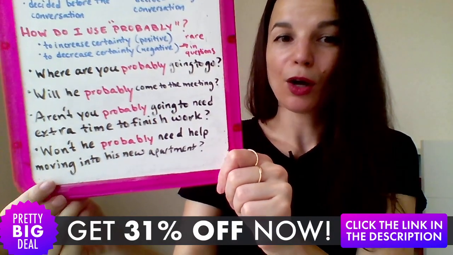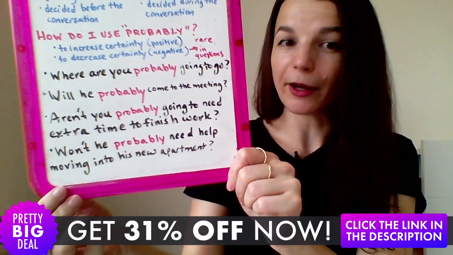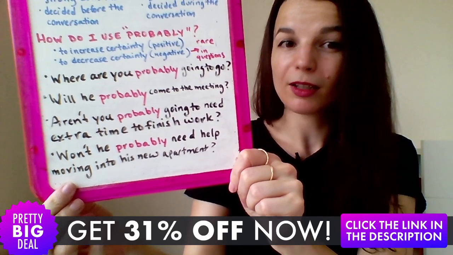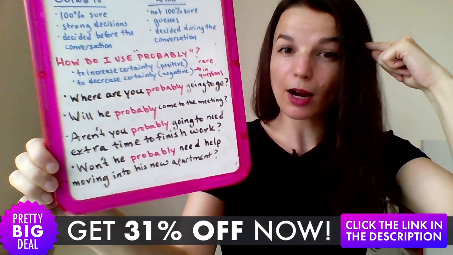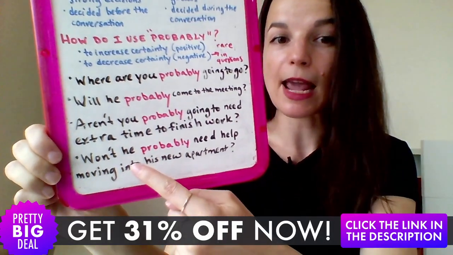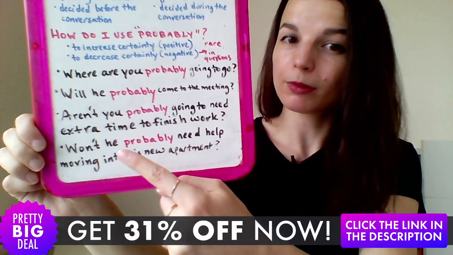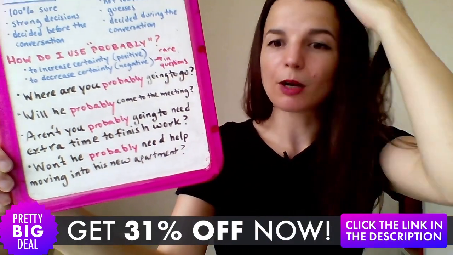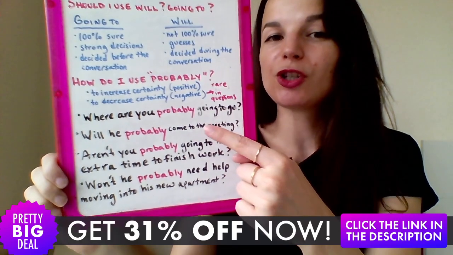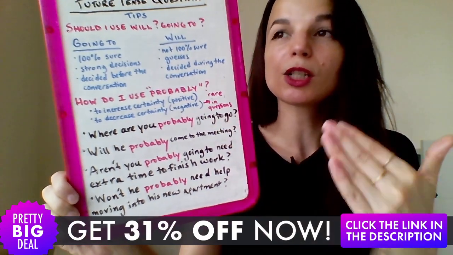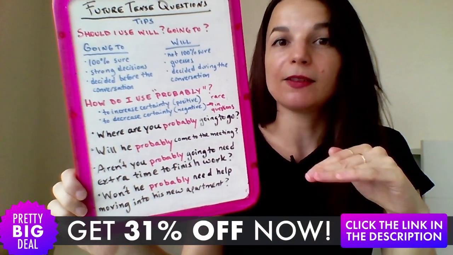Same thing here. Won't he probably need help moving into his new apartment? So I think he will need help, but I want to check, so I use this negative form. Won't he probably need help moving into his new apartment? So we use these forms too to check, but generally we tend to use probably a lot in positive statements.